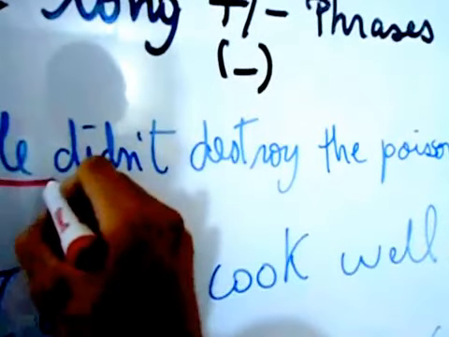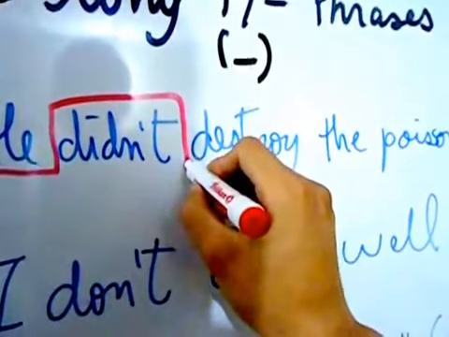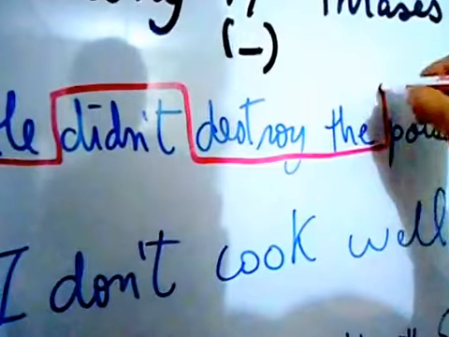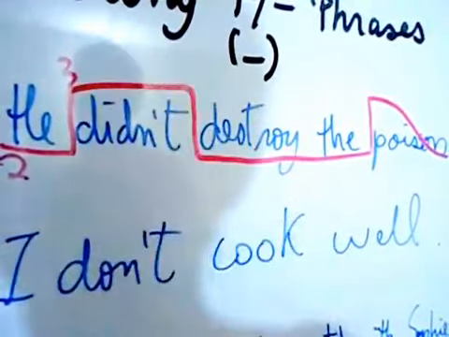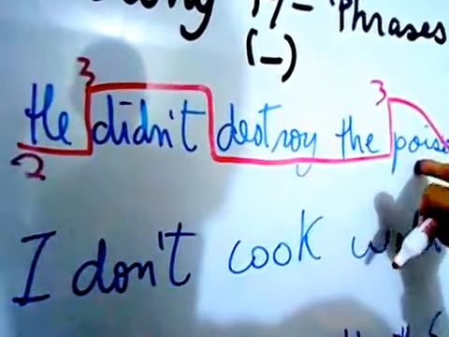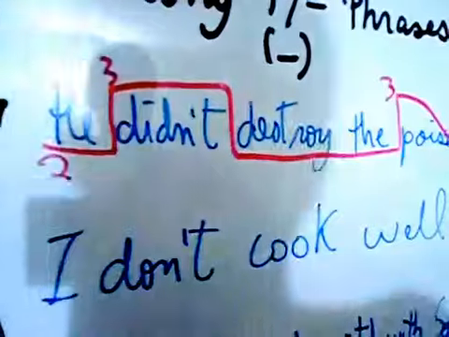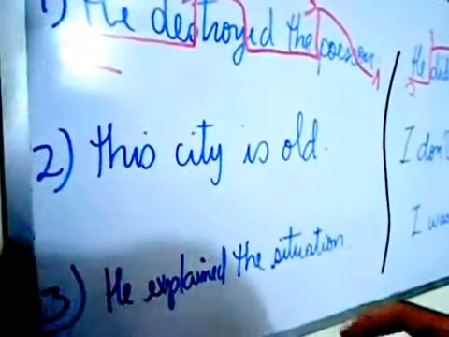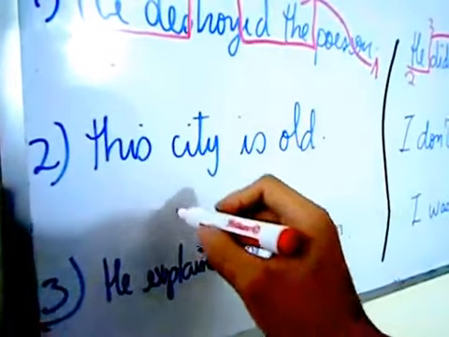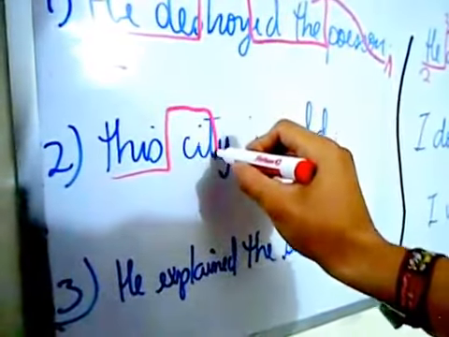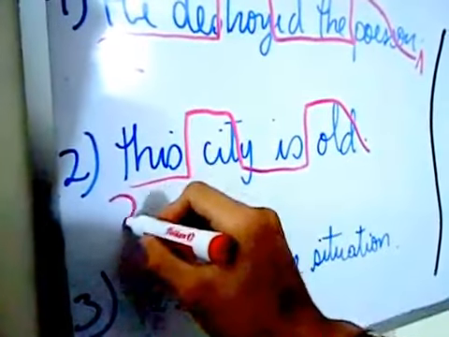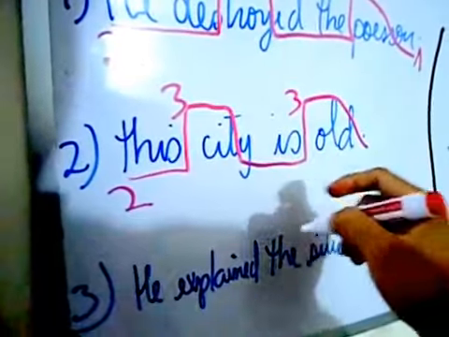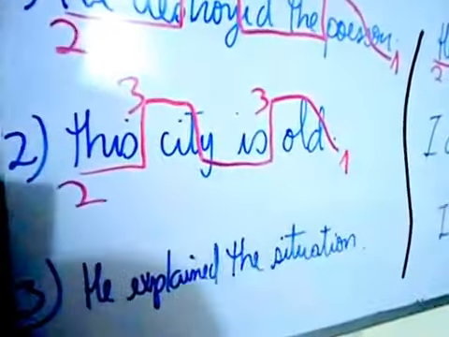For the next, "He didn't destroy the poison." Remember, the whole word didn't. Destroy the poison. So the number 1, the number 3 in didn't, and number 3 one more time in poison, and the decline part, the falling part. Then "This city is old." Standard, high level, high level. The city is old. And the falling part.